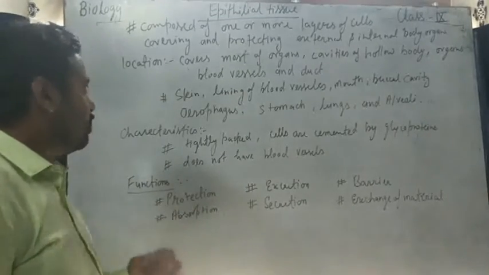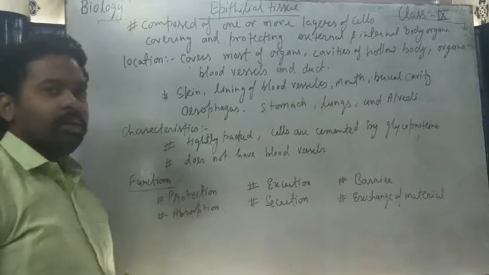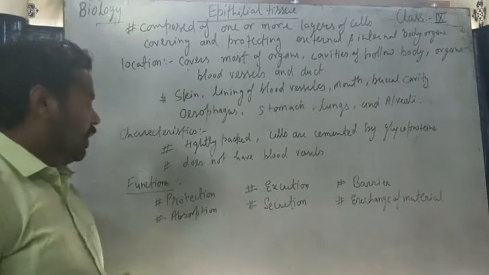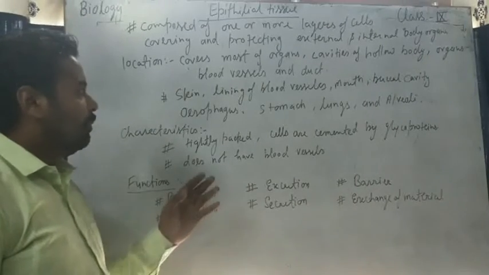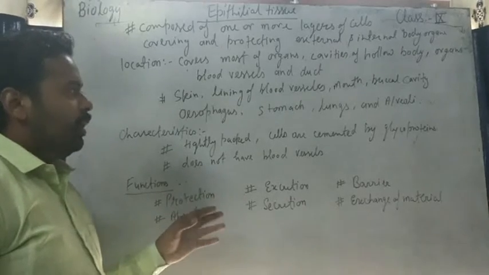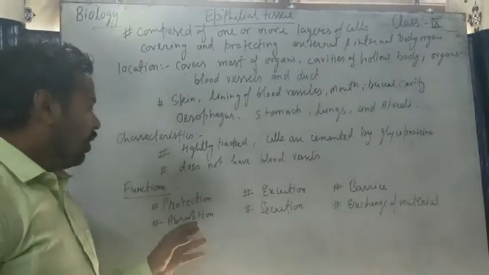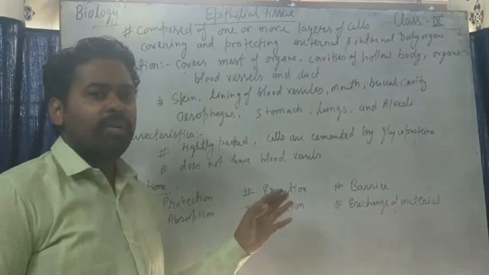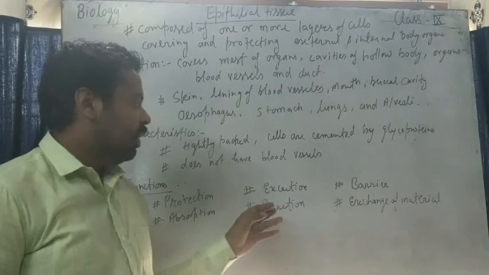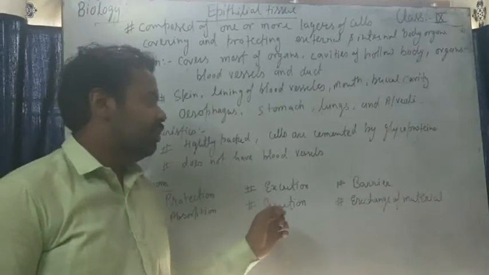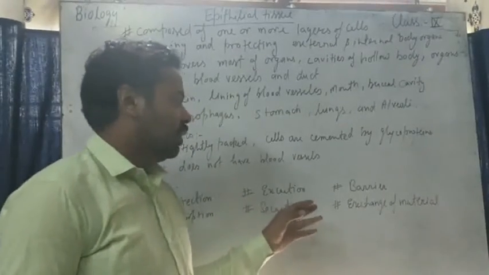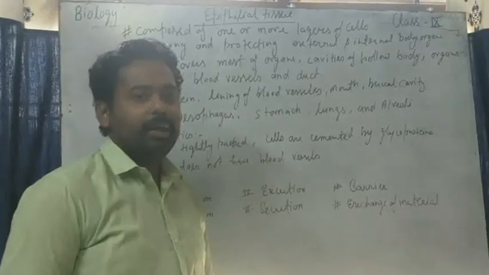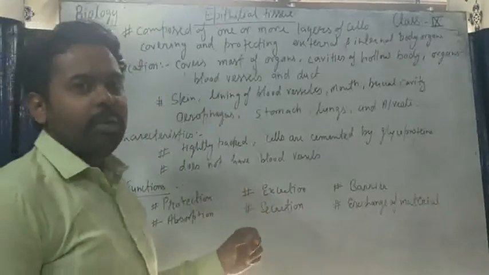Now moving towards the functions of epithelial tissue. First is protection. They protect our body organs from mechanical injury. Next is absorption. They are present in the stomach as well as in our small intestine for absorption of food material. Now excretion, removal of waste from the kidney, they are present in the kidney also. Secretion, they help in secretion of various digestive glands and digestive juices, act as a barrier for various materials and help in exchange of material. Now moving towards the types of epithelial tissue.